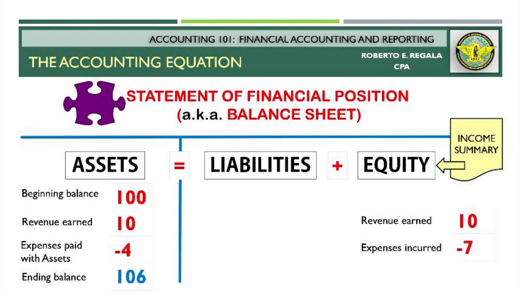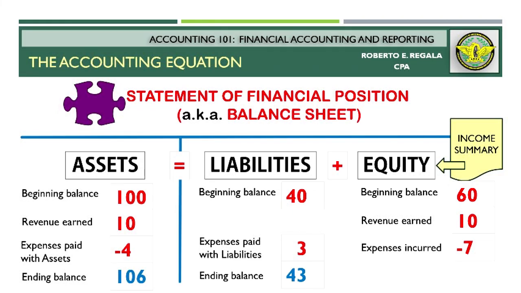The entity's liabilities totaled 40 million at the beginning. Assuming that we incurred the other 3 million of the 7 million expenses with liabilities or obligations to pay at a future date, this will increase the entity's liabilities to an ending balance of 43 million. Thus, our net profit of 3 million will increase our equity from 60 to an ending balance of 63 million.